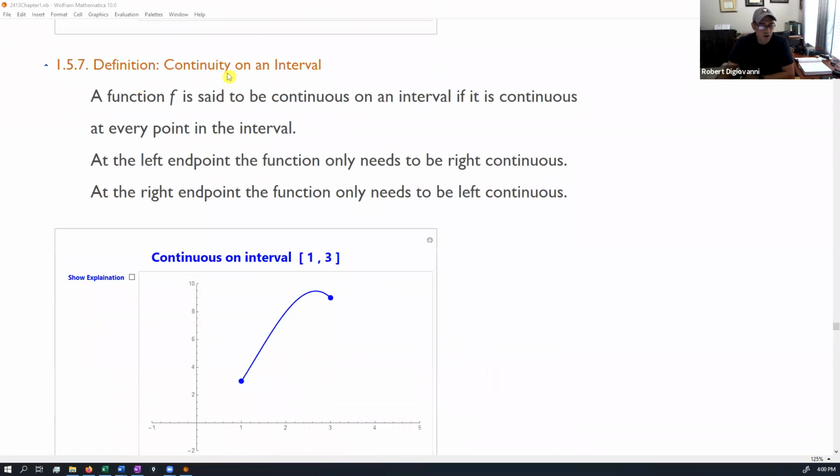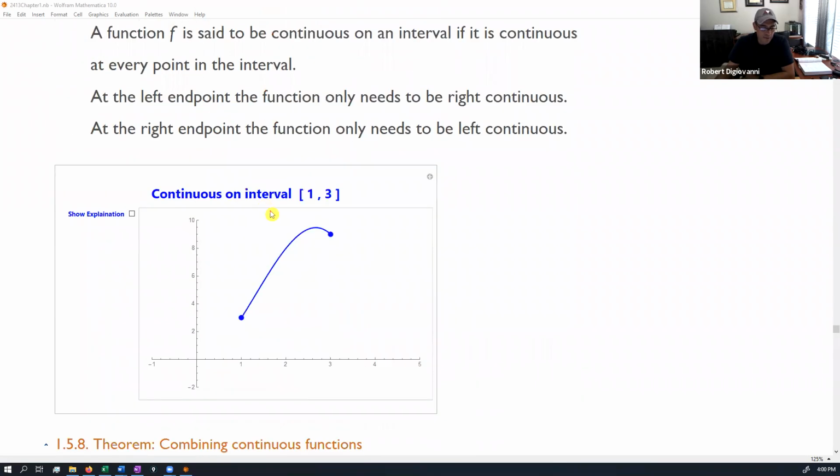Now, continuity on an interval. So if we have a function that is only defined between 2 points, like an interval, then all we have to look at is that you can draw it without picking up your pencil in between those 2 points, right? So as long as we can do that, then we would say it's continuous on the entire interval. You do not need to worry about what's happening here and here because the interval is closed. So you don't have to worry about what's happening to the left of 1 or to the right of 3 in this case.